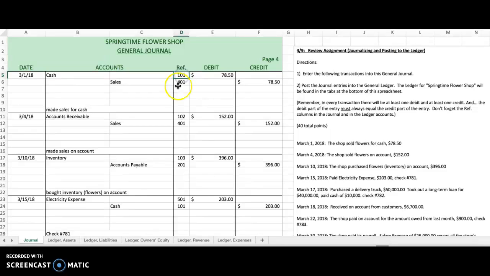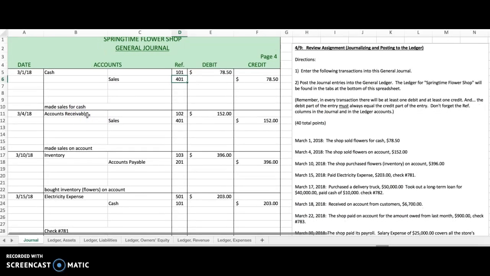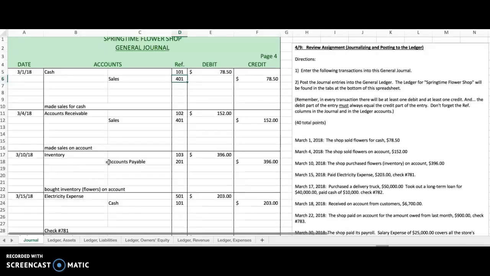And then in the reference column, you see the accounts where we recorded this entry into the ledger. So same way in the second transaction and all the way through. So you need to know the different kinds of accounts, and you need to know increase and decrease sides. So that should be second nature to you by this point.